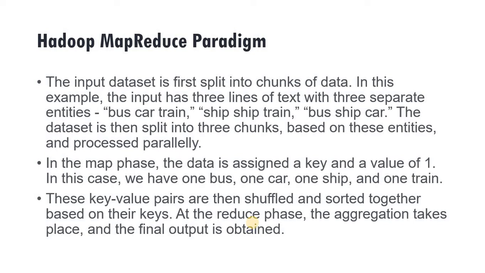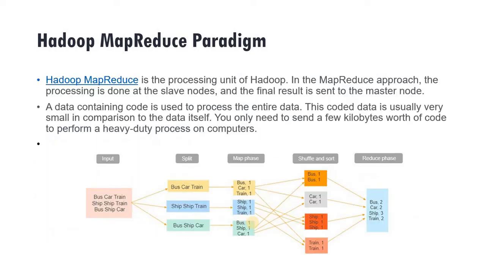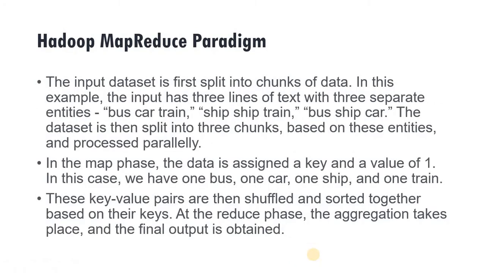The key value pairs are then shuffled and sorted together. In the shuffle and sort phase, we can find that the data which are similar are in the same group. So it is some kind of clustering. Here the bus is in one group, all the cars in one group, all the ships in one group, and all the trains in one group.